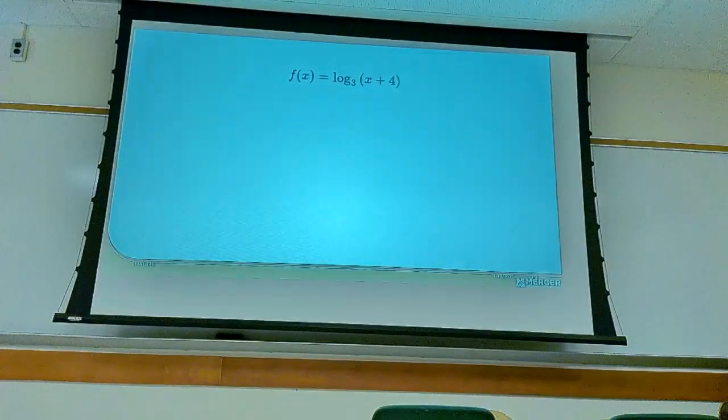So find the domain. Remember, whatever we take the log of has to be greater than 0. We have a log. We're taking the log of x plus 4, which means x plus 4 has to be greater than 0. So x is larger than negative 4. And your domain would be negative 4 to infinity, open at negative 4.